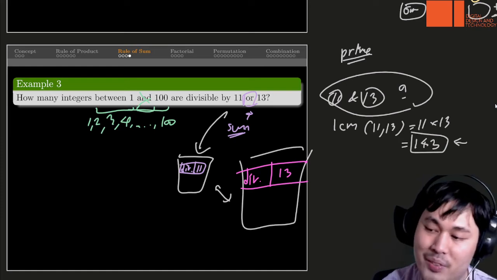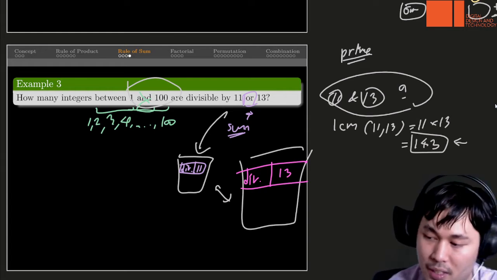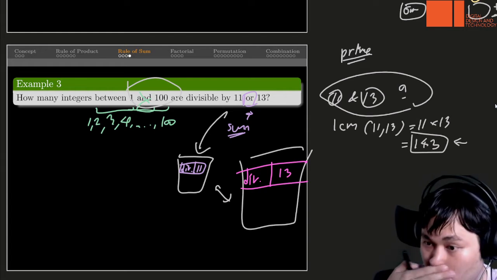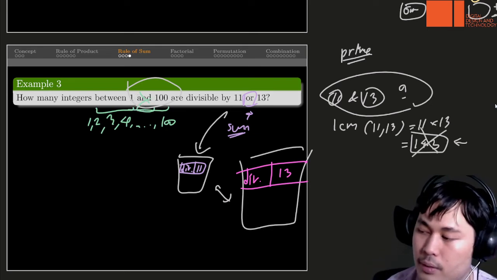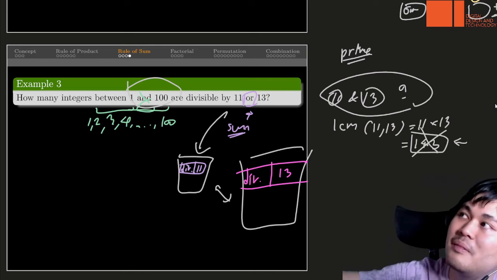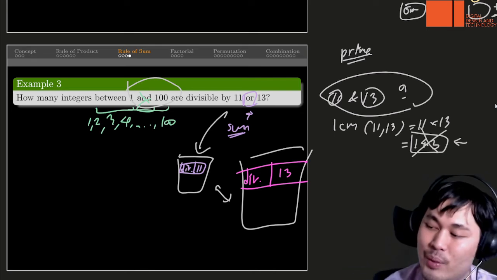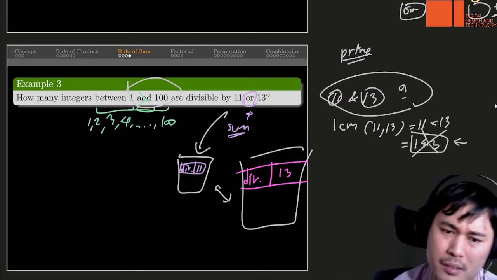But 143 is not in this range. Such a number exists, but it is not in the numbers that we are looking for. So that means we don't have to worry about that number. In probability, you would have to care about that, but for now we are limited, so this is out of range.